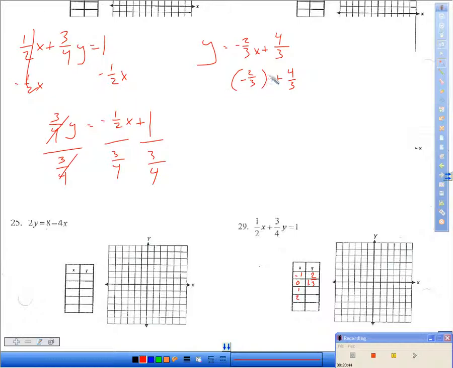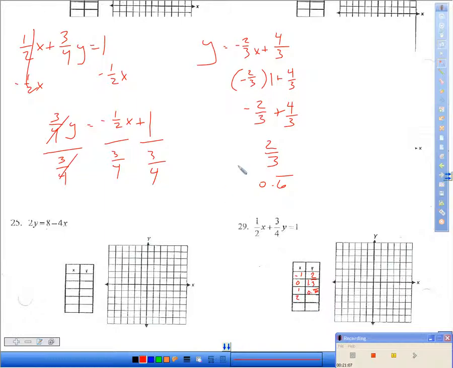Then we'll do the same thing with positive 1. Negative 2/3 times 1 plus 4/3. Negative 2/3 times 1 is negative 2/3. Negative 2/3 plus 4/3. When we add those, we get positive 2/3, which if we wrote as a decimal would be 0.6 repeating. So when x is 1, we know that our y is going to be 0.6 repeating.